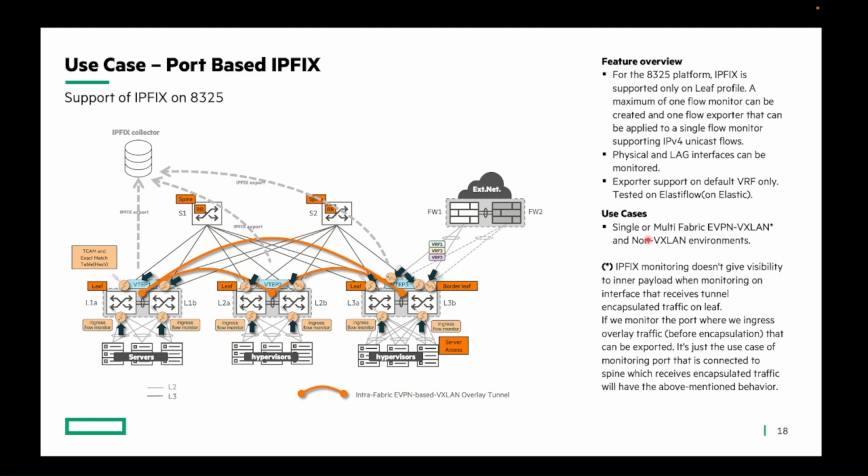Can be used in single or multi-fabric EVPN and VXLAN. Now, IPFIX monitoring done here does not give visibility to the inner payload when monitoring on an interface that receives tunnel-encapsulated traffic on the leaf. If we monitor the port where we ingress overlay traffic before encapsulation, that can be exported, right? It's just the use case of monitoring a port that is connected to the spine, which receives encapsulated traffic, that will have the behavior as mentioned above. Hope this particular use case is clear.